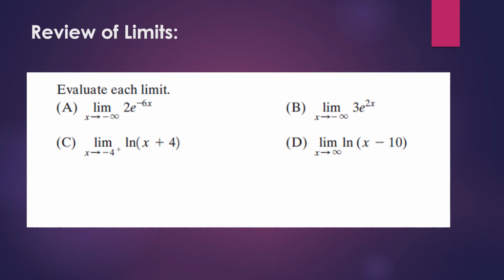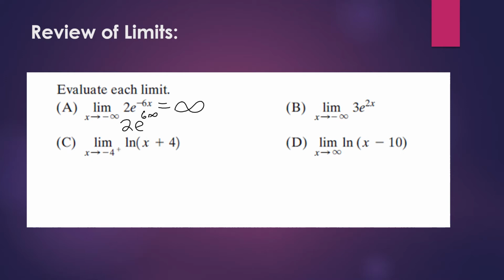So this is going to be similar to e to the negative x, and as x approaches negative infinity, we are going to get positive infinity. The reason being is this is going to be 2e to the negative 6 times negative infinity, which is like 6 times infinity, and e to the infinity is infinity.